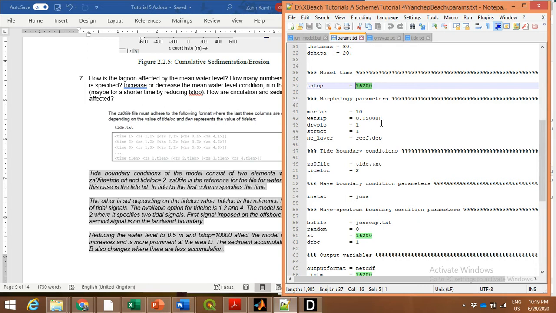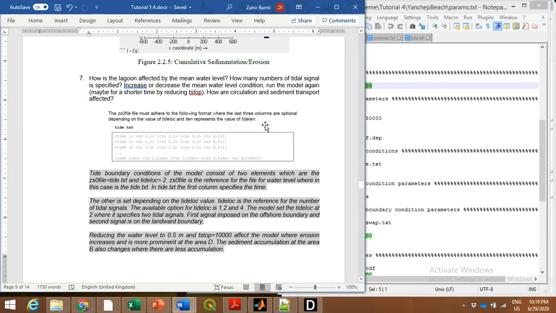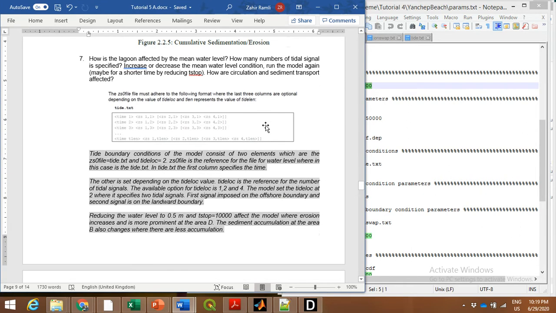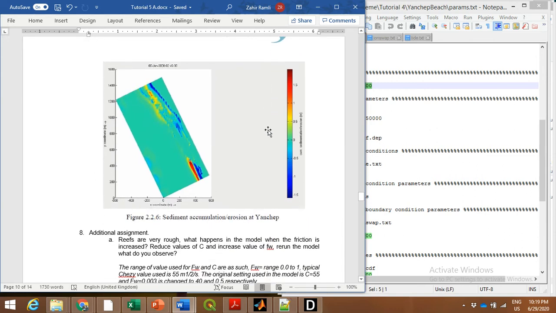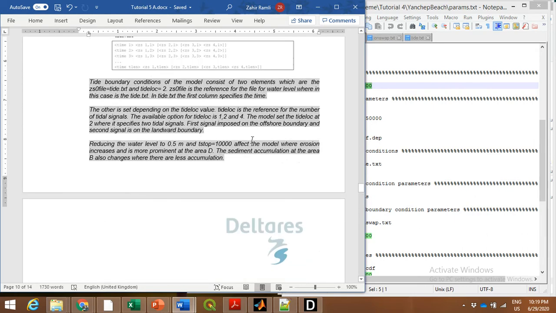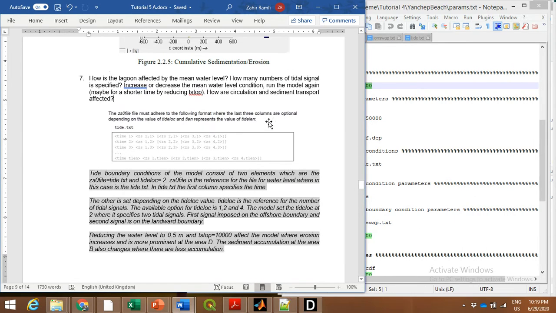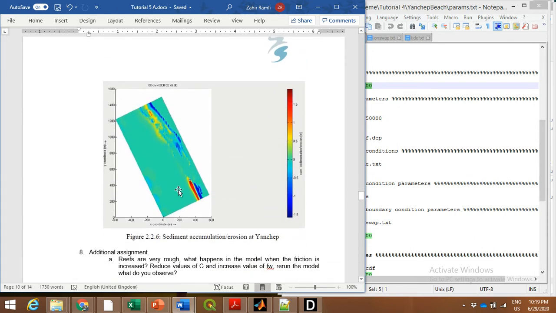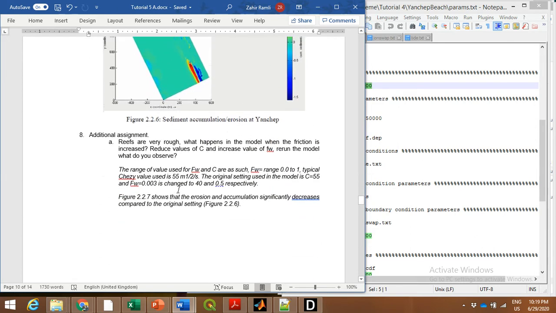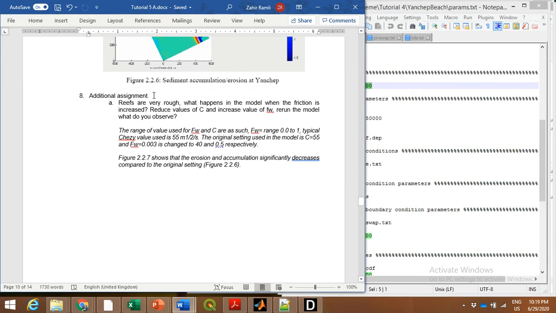16,200 seconds, equal to how many hours, how many days? I think you guys might know that. So from that, you can make a conclusion. What do you find from reducing or increasing the water level condition? What is the effect on the sediment transport and the sedimentation? It has not been done by some of my students.